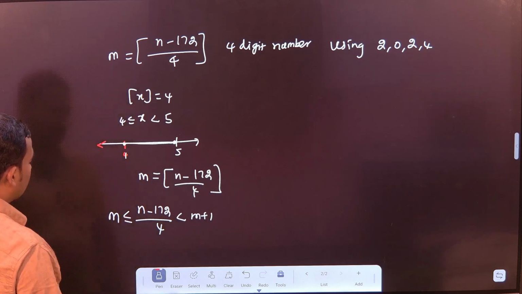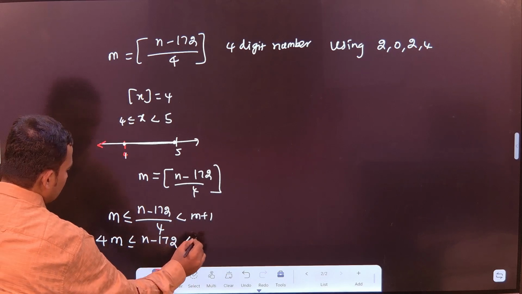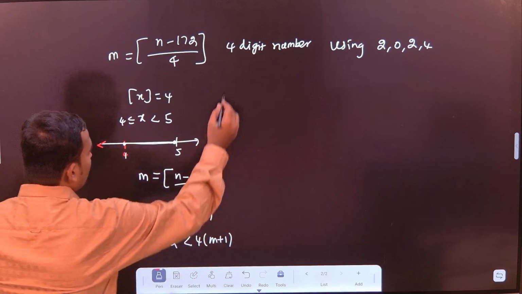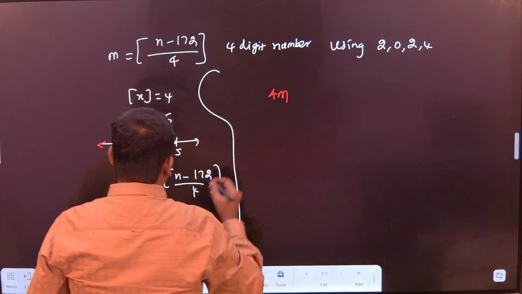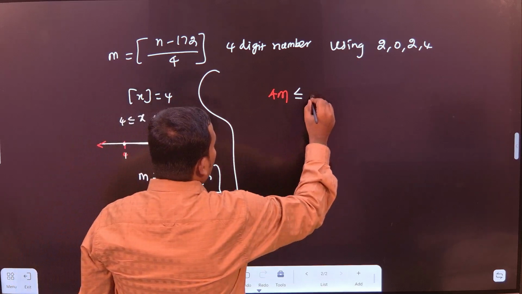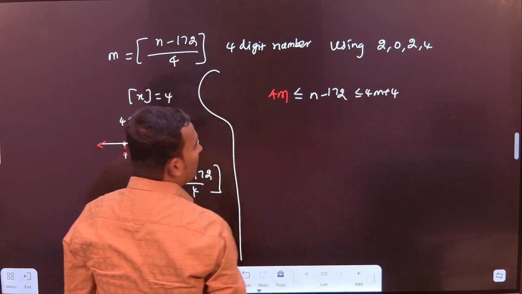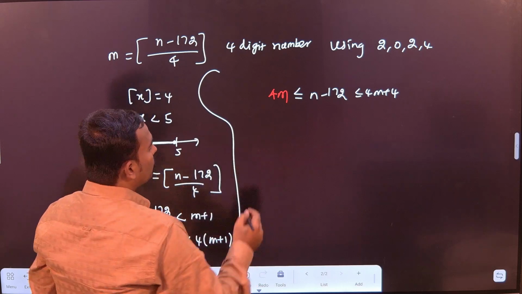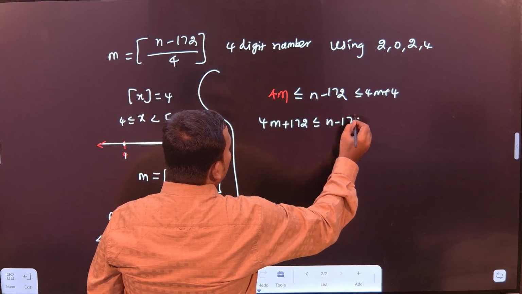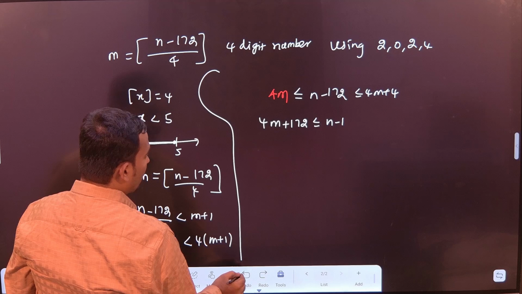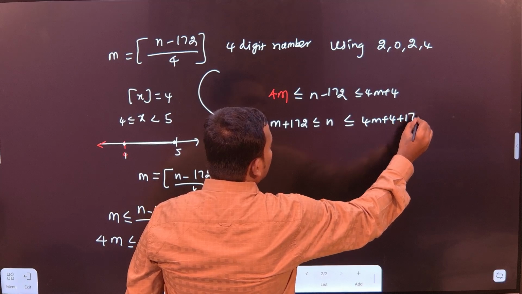Which number can we see? Let's see. 4 times m is less than or equal to n minus 172, which is less than 4 times m plus 1. Clear? Now what will we get? 4m is less than or equal to n minus 172, which is less than 4m plus 4. Now you can add 172 on both sides: 4m plus 172 is less than or equal to n, less than 4m plus 4 plus 172.